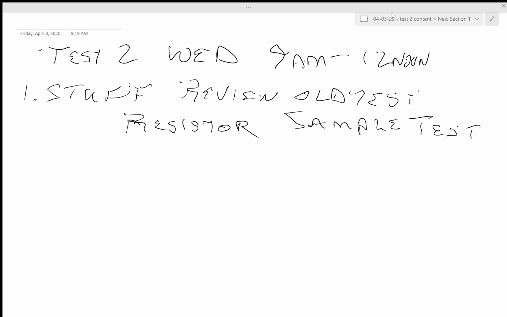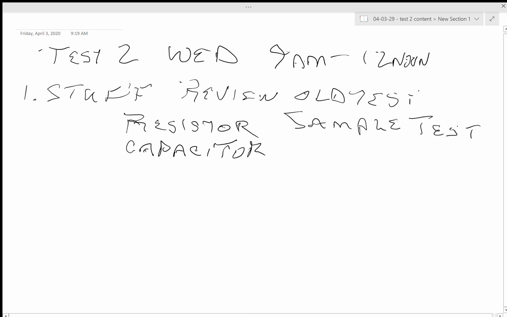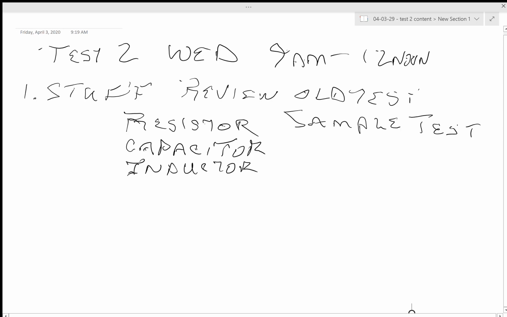Sample test, resistor network, or a capacitor network, or an inductor network. Not a combination of any of those. It will just be either a resistor network, a capacitor network, or an inductor network. I would tend to think, since it's me and I'm a little odd, it's going to be a capacitor network.